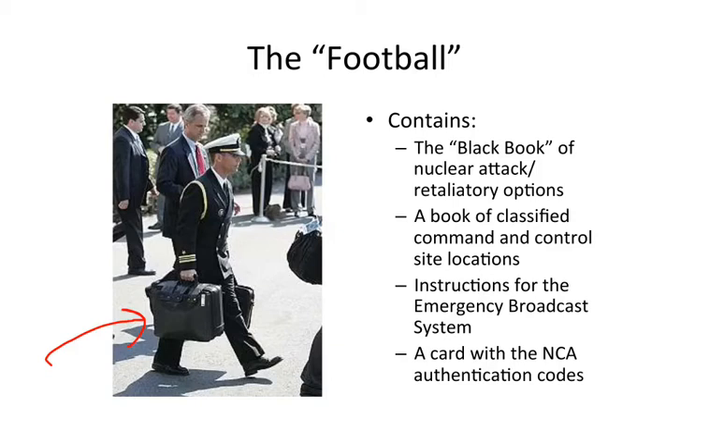The football contains the Black Book of nuclear attack and retaliatory options, so those would be the options that the United States President would have to choose from in the event of the desire to use nuclear weapons. A book of classified command and control site locations, instructions for the emergency broadcast system, which broadcasts out through basically all media to U.S. citizens, and then, crucially for us, a card with the National Command Authority authentication codes. And those authentication codes are the political authorization codes for the release of U.S. nuclear weapons. So that all begins with the President and the football.